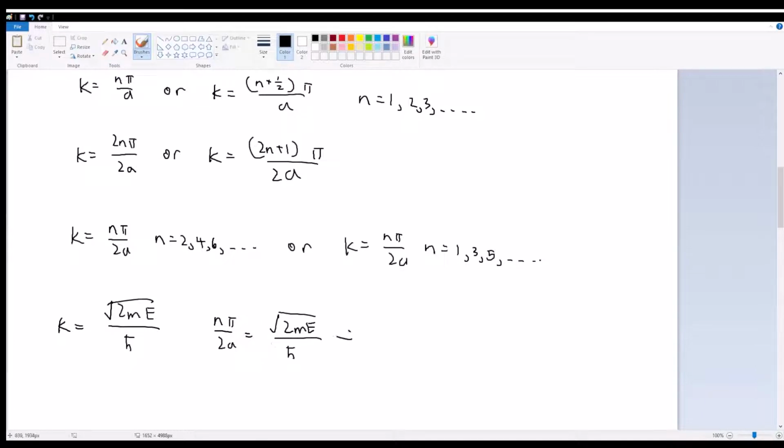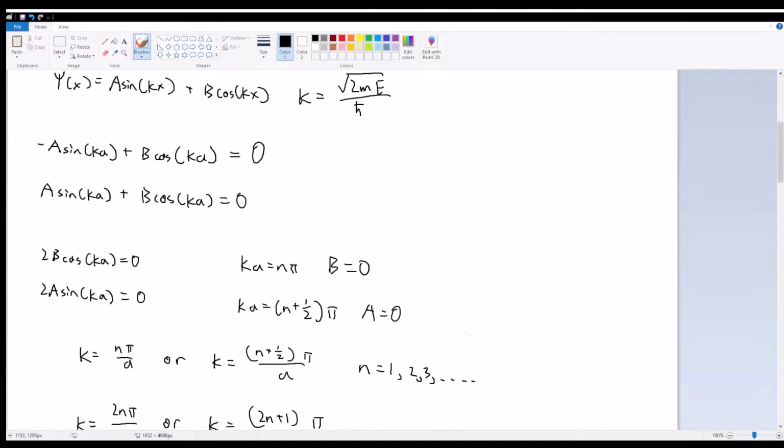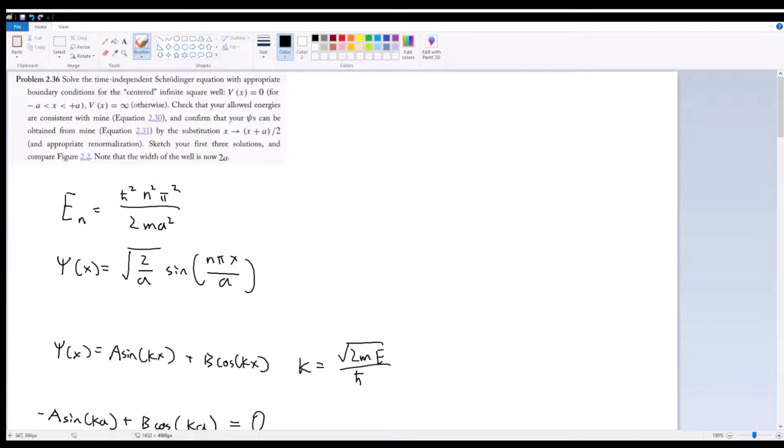And then if we redefine this in terms of E, we get E is equal to n squared pi squared h bar squared over 2m times (2a) squared, which, if we compare with the energy up above, the only thing that changes is instead of a squared, it's now (2a) squared, which is what we expect because the width of the well is now 2a.